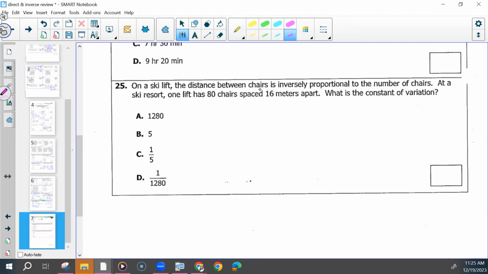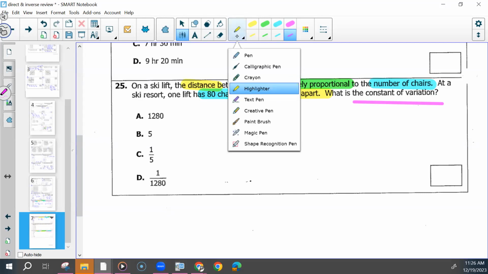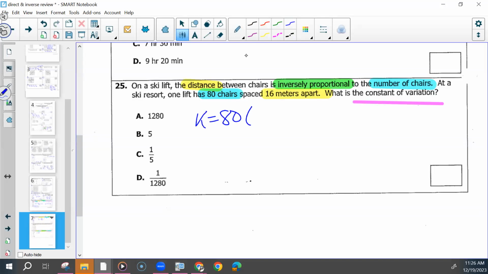What's important there? Inversely proportional. Distance. Number of chairs. Chairs, 16 meters apart. Again, looking for constant. How would we find that? Multiply 80 and 15. The only one that would make sense here. But if you read it wrong and did it as direct, that answer is also there, so be careful.